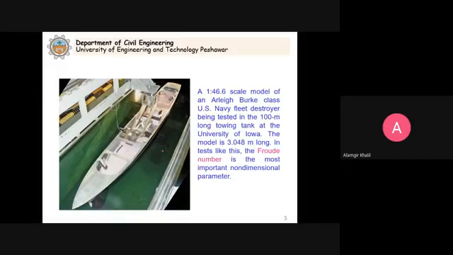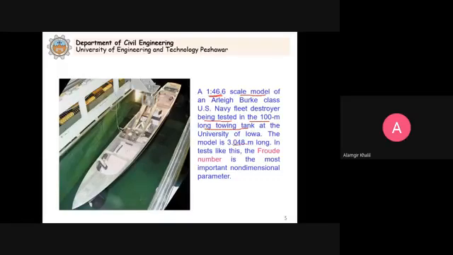Now in this figure, before we see the learning objectives, a model is shown, 1:46.6. This is a scale model. Clear? This is being tested in the 100-meter long towing tank. Now a towing tank is actually a water tank where tests are conducted on models of ships, boats, and yachts under controlled flow conditions, or you can say under controlled environmental conditions.